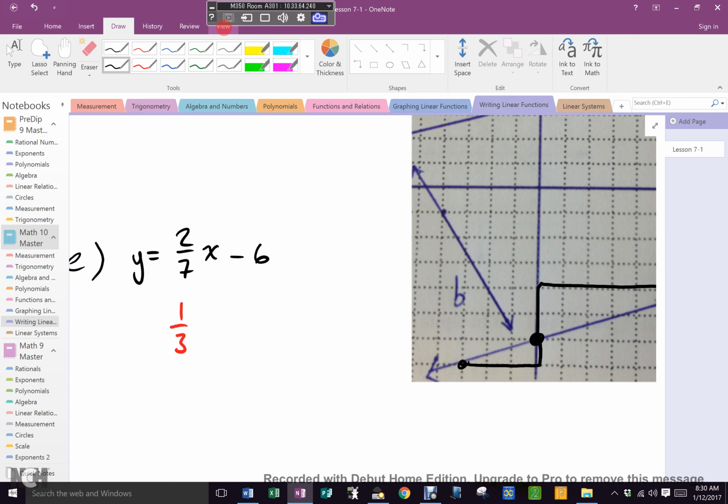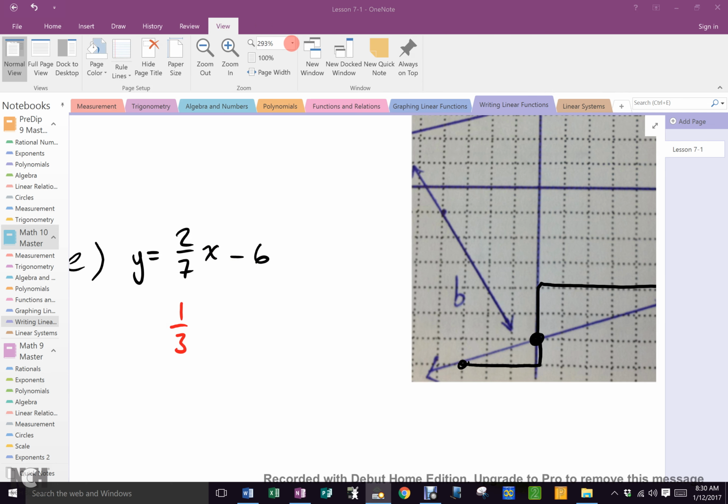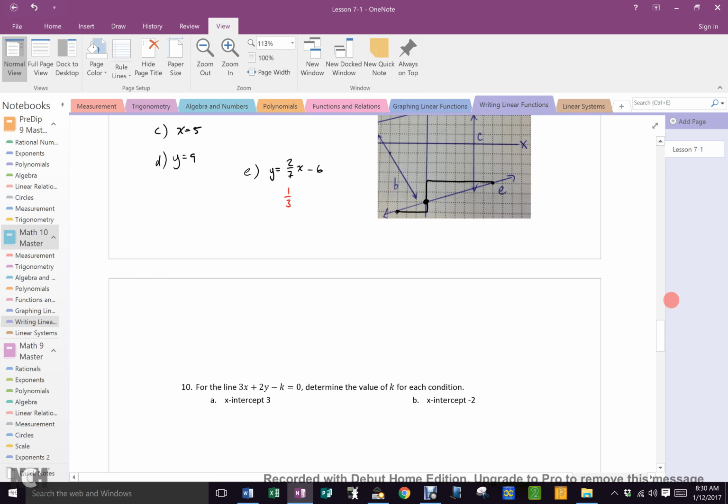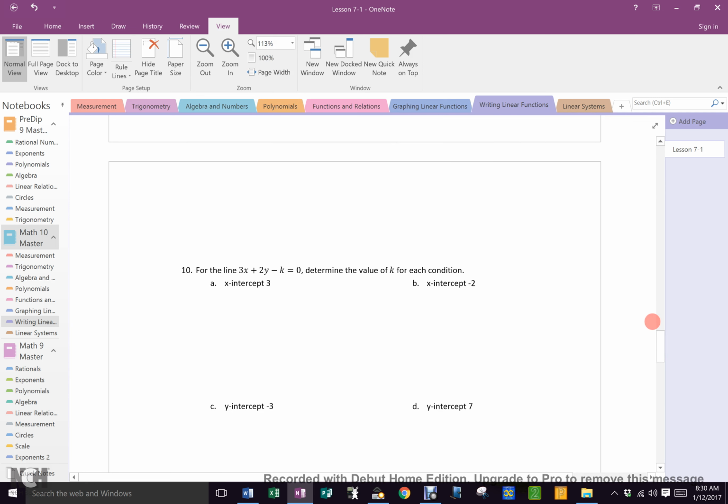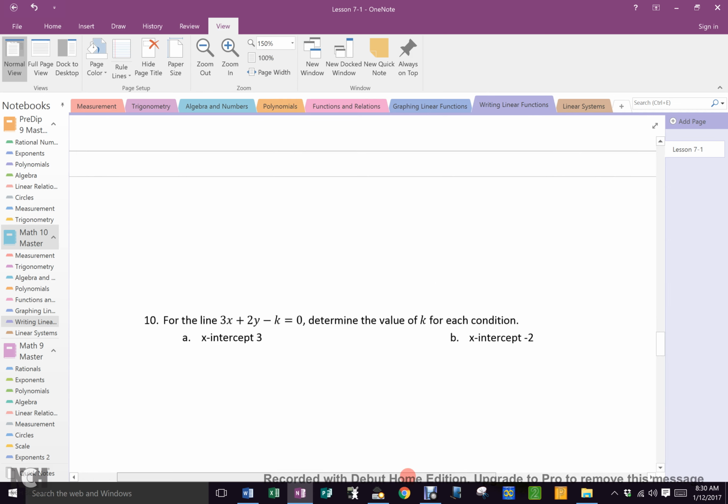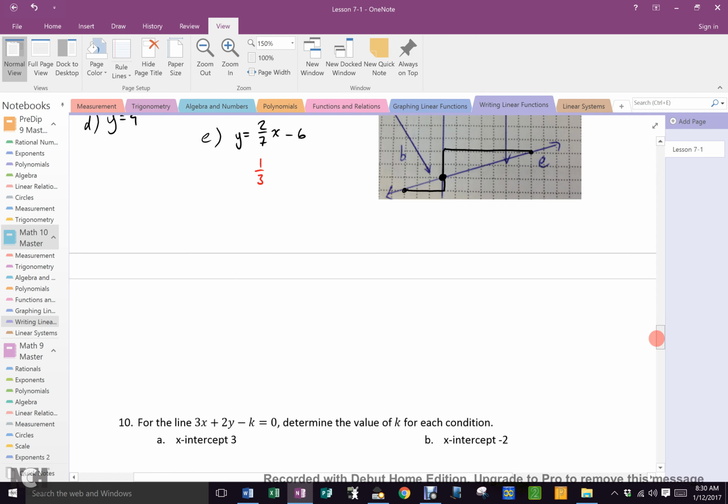Let me zoom this back down to normal size because 293% is a little big. And now that's 113, that's why. There we go. Okay.